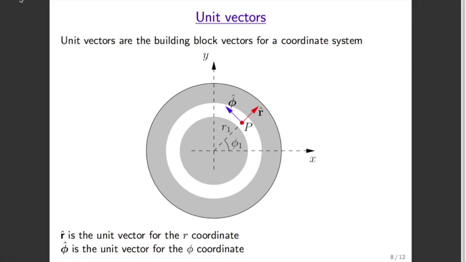r hat is a vector whose length is 1. It points along the direction of increasing r coordinate but without changing the phi and z coordinates. Similarly, phi hat is also a vector of unit length and it points along the increasing phi coordinate but without changing the r and z coordinates.